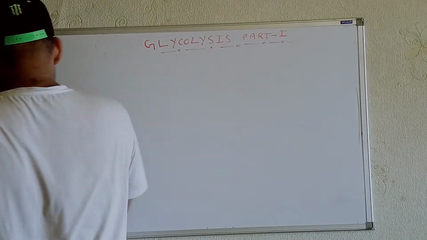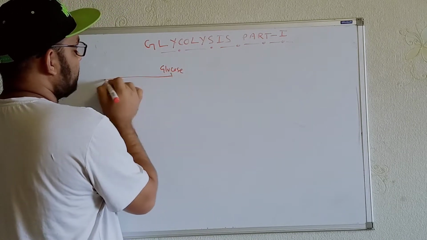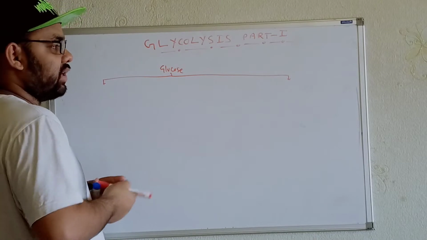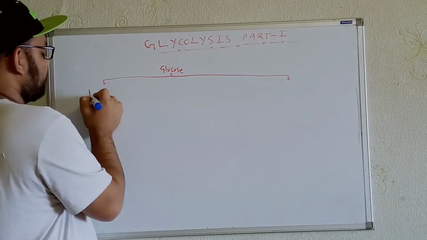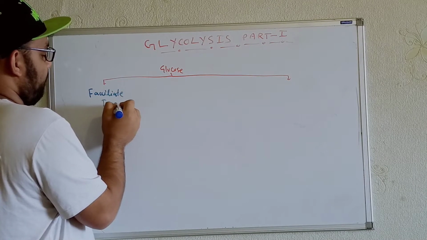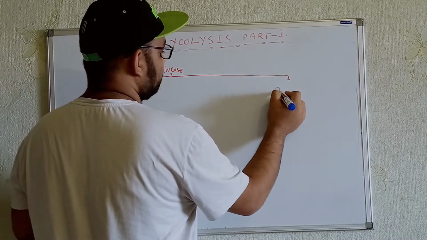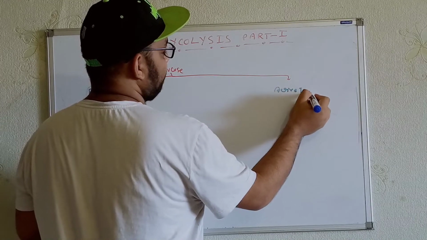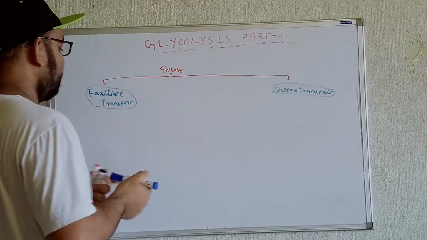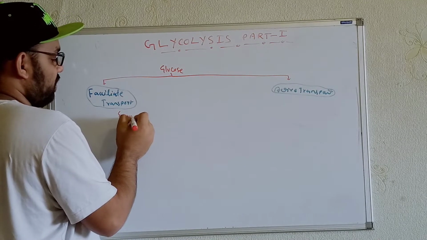Now see, glucose can enter the cells in two ways: facilitated transport, and another is active transport. So let's talk about the facilitated transport over here, and we'll talk about the active transport. From the term, it's very easy to understand. Whenever we are talking in terms of facilitated transport, definitely there will be no requirement of energy. So energy will not be required.